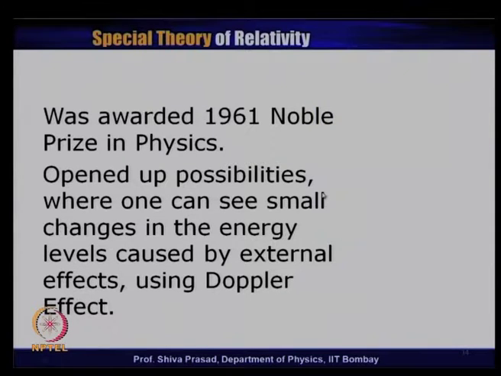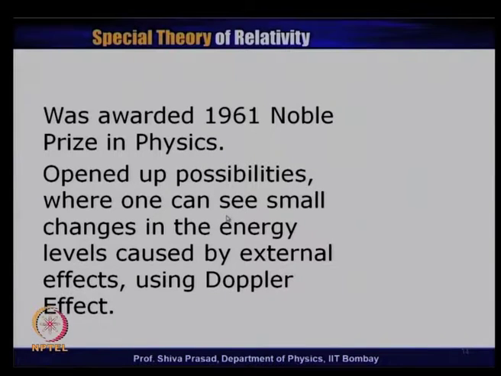So Mossbauer was awarded the 1961 Nobel Prize in Physics, and it opened up possibilities where one can see small changes in the energy levels caused by an external effect using the Doppler effect. Lastly, I will quickly give an example which is very interesting.